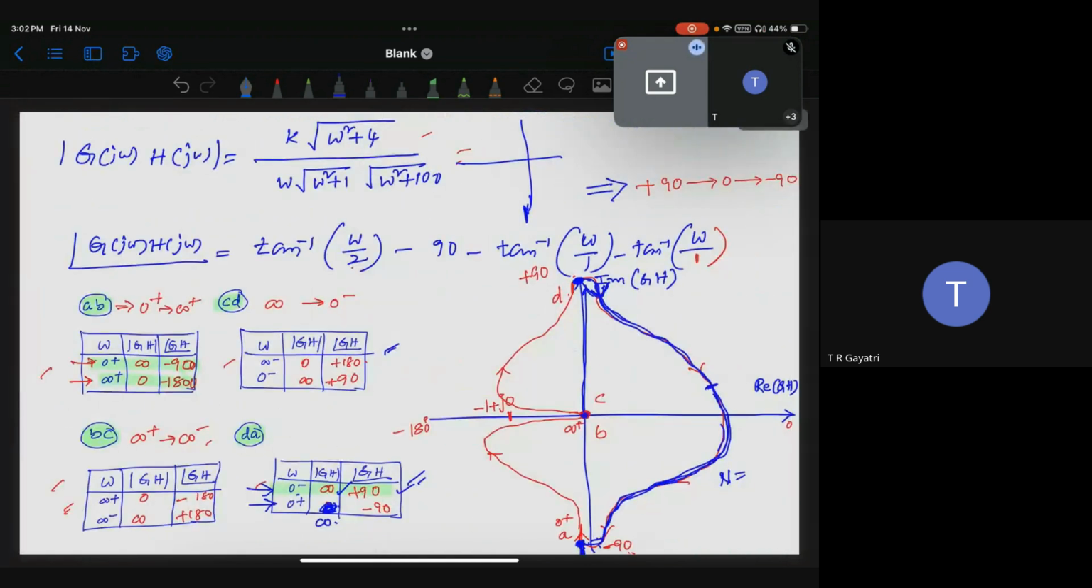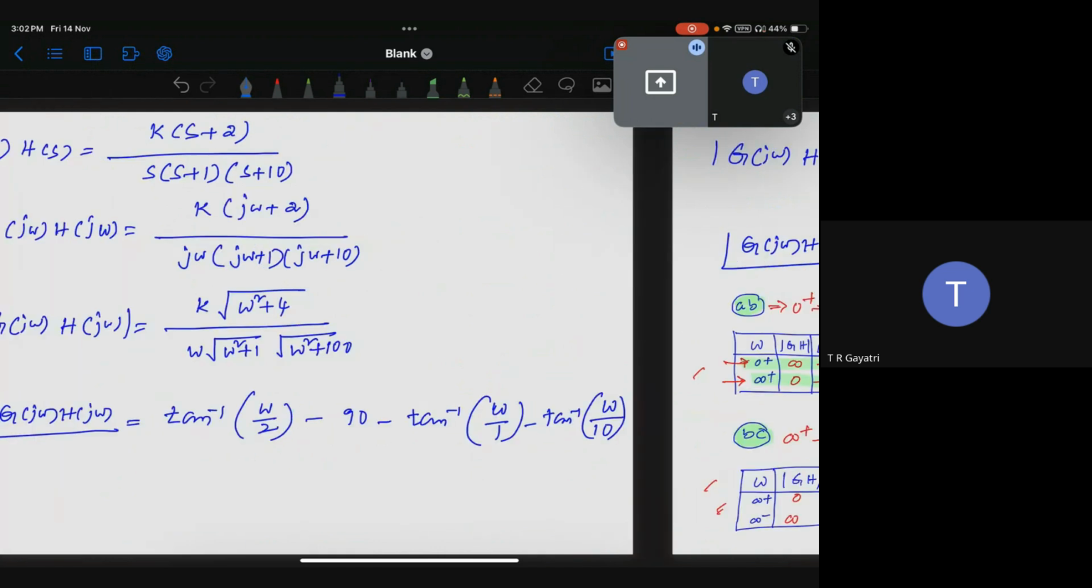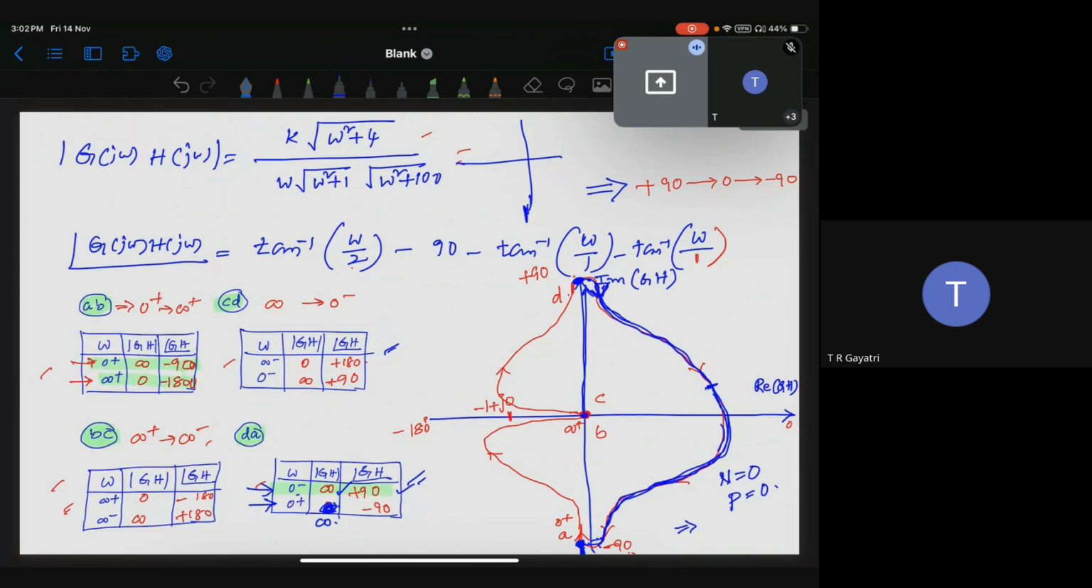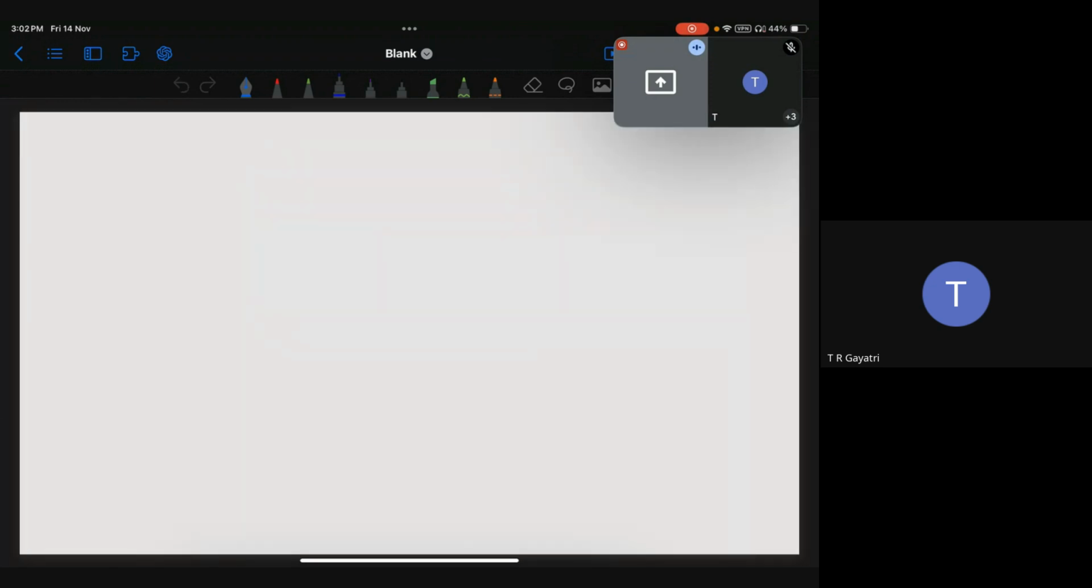Now here you could see N is equal to 0. Why? Because it's not encircling that point. And P also 0. Why? Because there are no poles on the right hand side. Obviously this would give N minus N is equal to P minus Z, Z as 0. So it means that the system is stable.